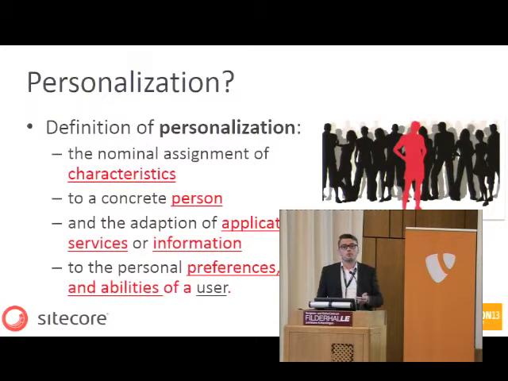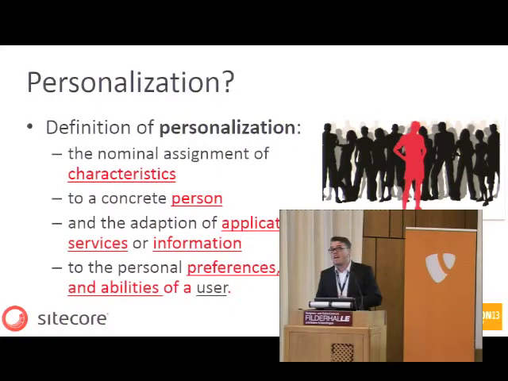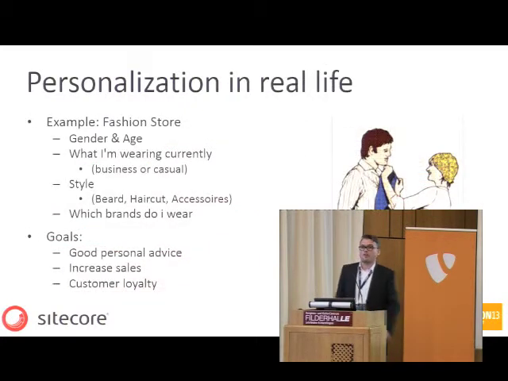But before we can talk about personalization on the internet, we have to talk about personalization in theory. So here's a definition of personalization. It means the normal assignment of characteristics to a concrete person and the adaptation of applications, services, information to the personal preferences, needs, and abilities of a user. It's a long sentence, but it's still easy. So you have characteristics, you have a concrete person, and you provide some software, application, products, information, and so on, and you can match this to the personal preferences and needs of the customer. So if you understand this method of personalization, you can match it to the website, and you can also match it in real life.